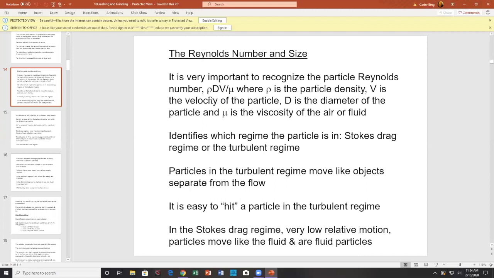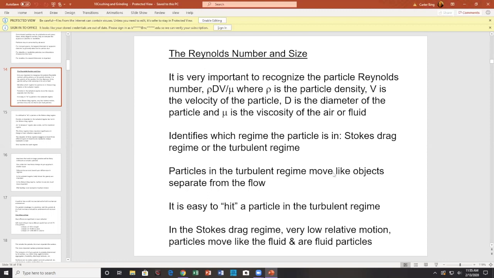It's the density of the solid. The particle Reynolds number could use the density of the solid minus the fluid density, times the diameter of the particle, times the velocity of the particle, divided by the absolute viscosity of the air or whatever fluid it's in.